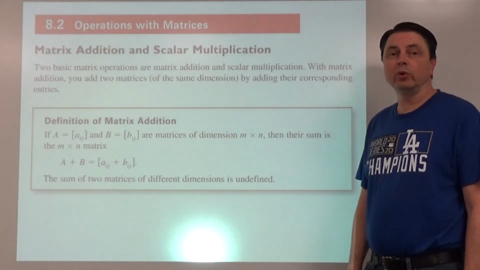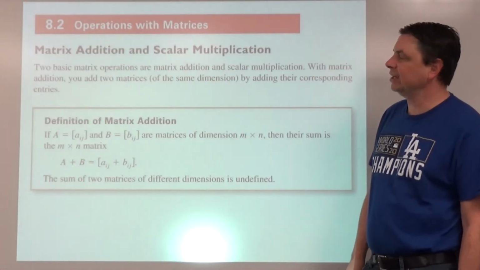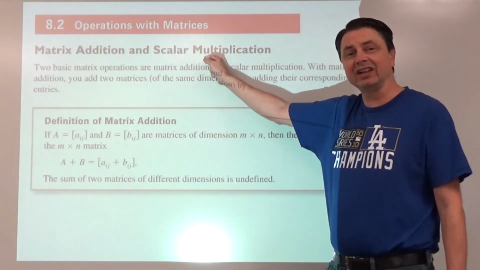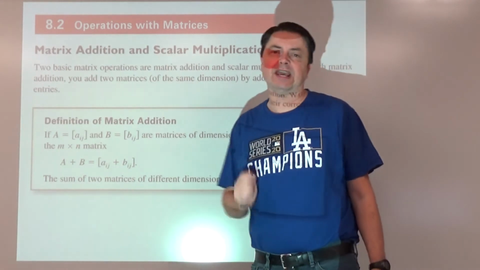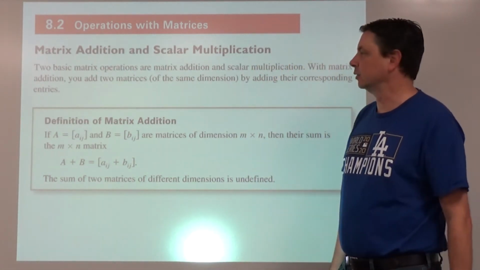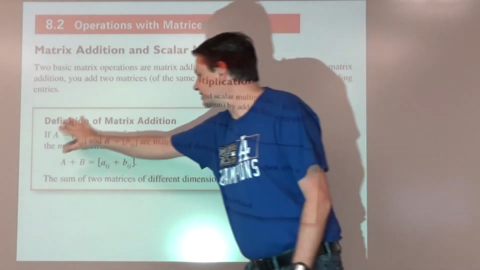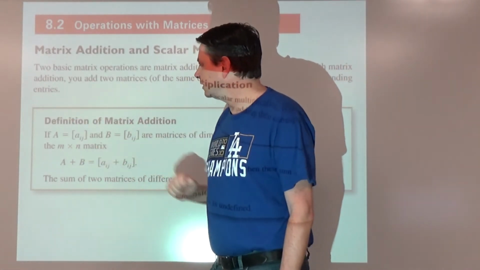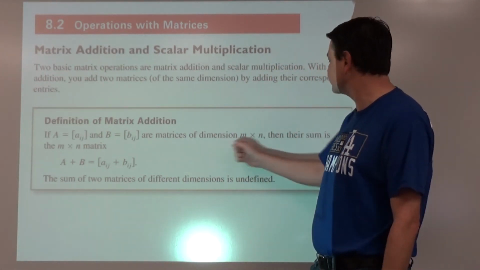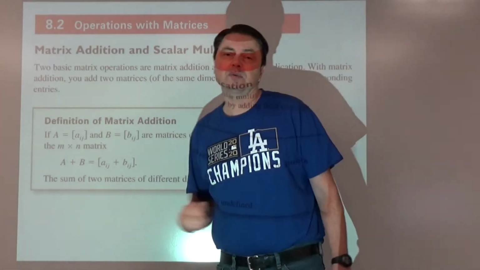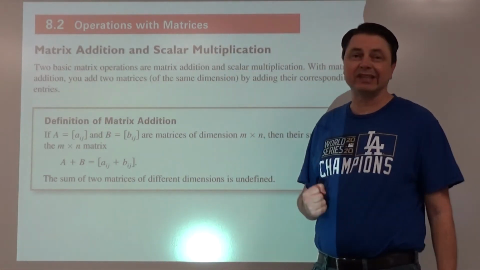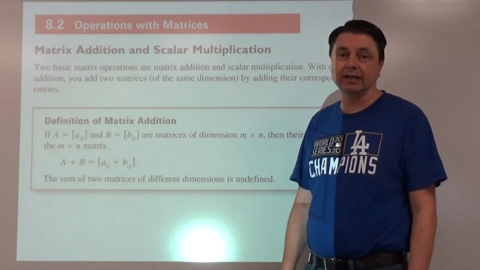This is lesson 8.2, operations with matrices. We're going to begin with matrix addition and scalar multiplication. We've seen this word scalar before when we were talking about vectors, and it's very similar. So with matrix addition, we're going to add the matrices entry by entry. And what that forces us to have is that in order to be able to add two matrices, they have to have the same dimension, the same order, they have to be the same size.